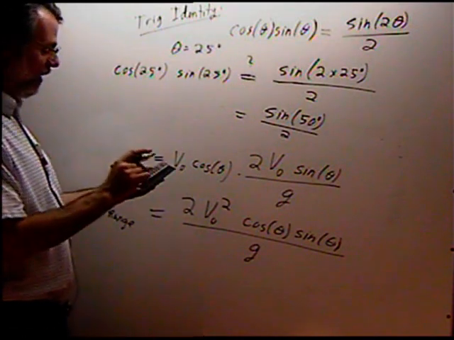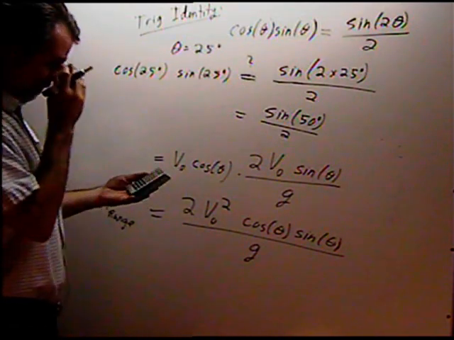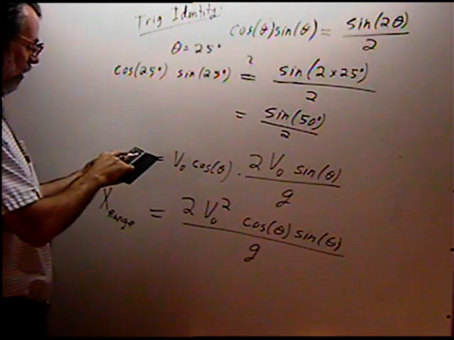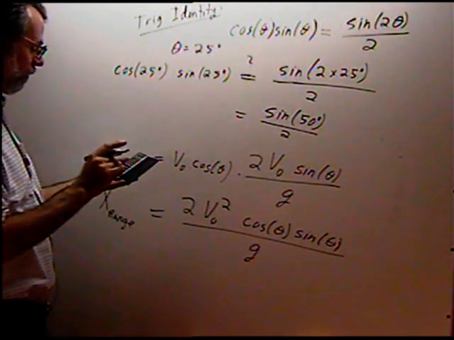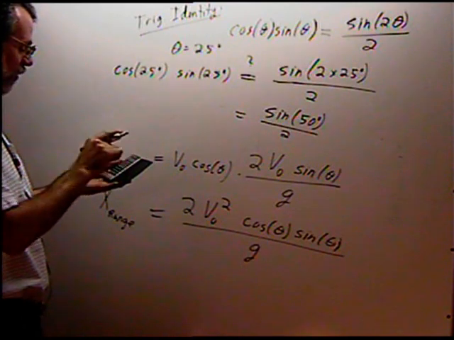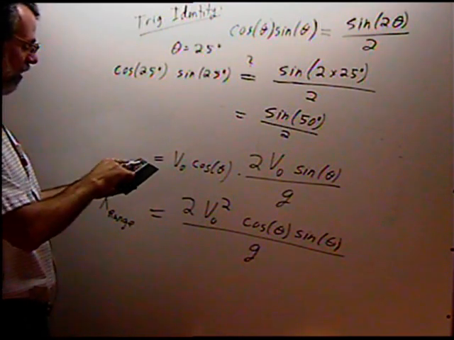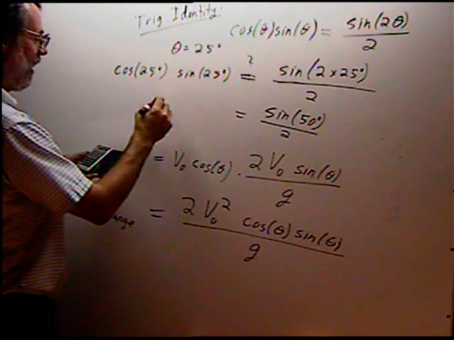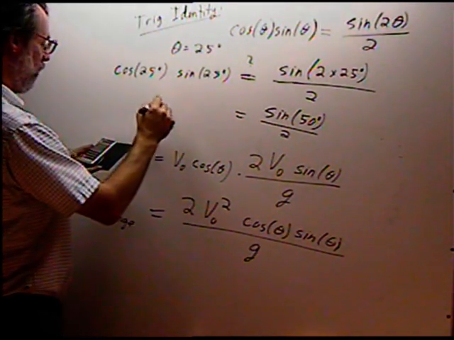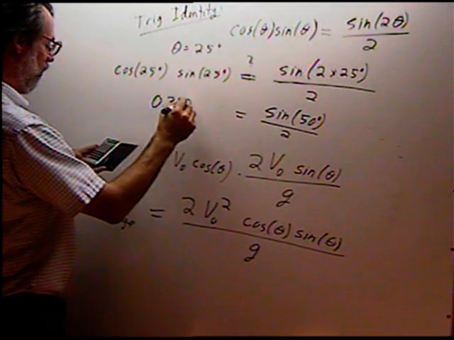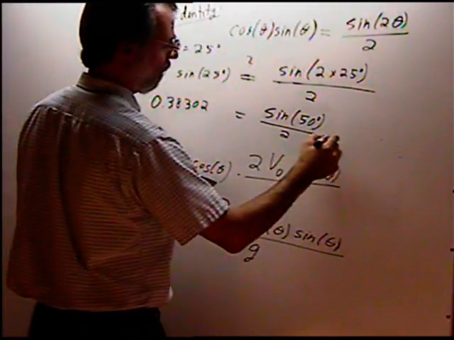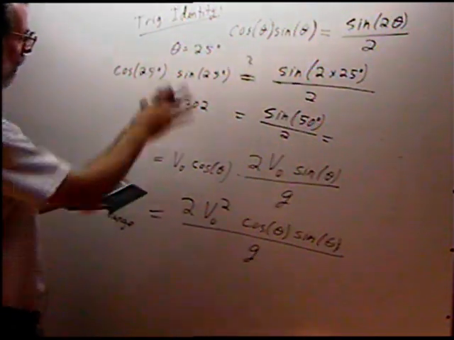Make sure you're in degrees, not radians. Take 25 cosine, multiply that by 25 sine, and what do we get? On my calculator, I get 0.38302. Okay? Now, that's the left-hand side.